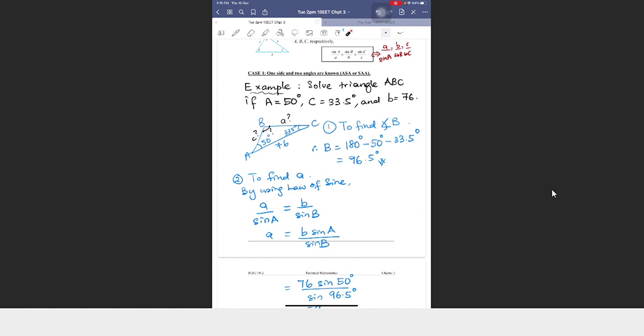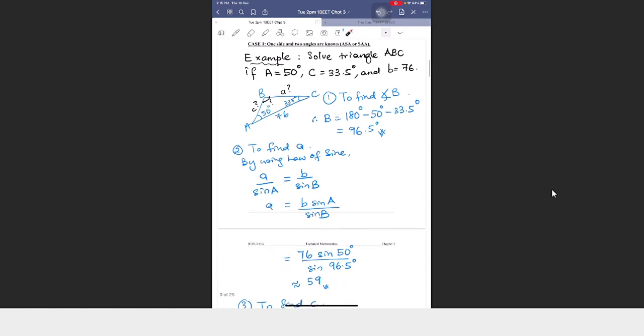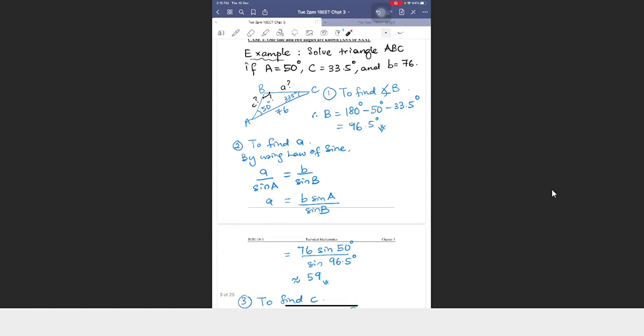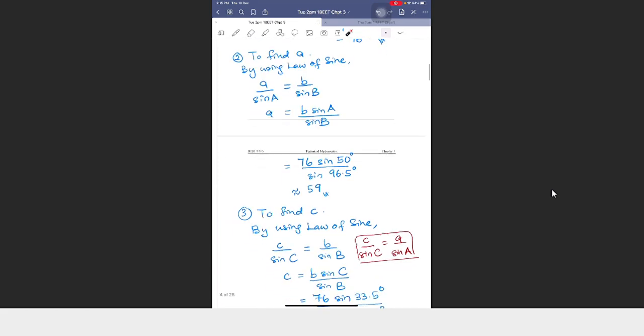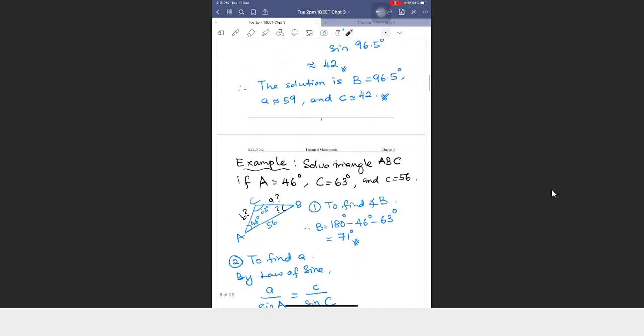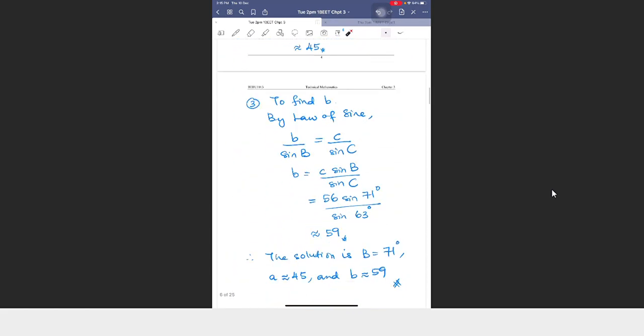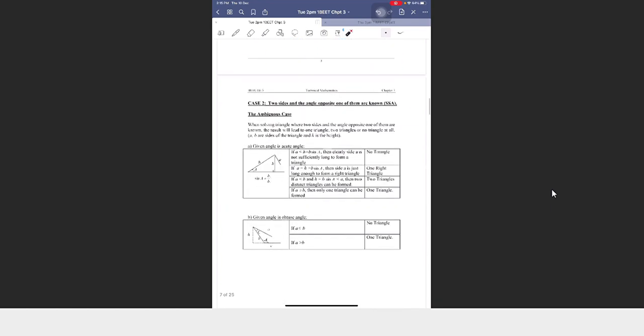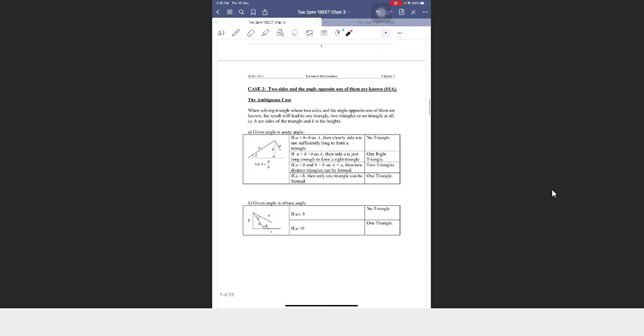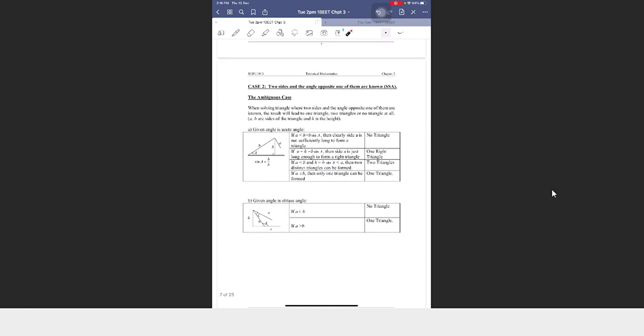So you can actually find the length by using law of sine. So that's the first case. And the second example is also similar. The second case is the case whereby you are given SSA type: two sides and one angle.